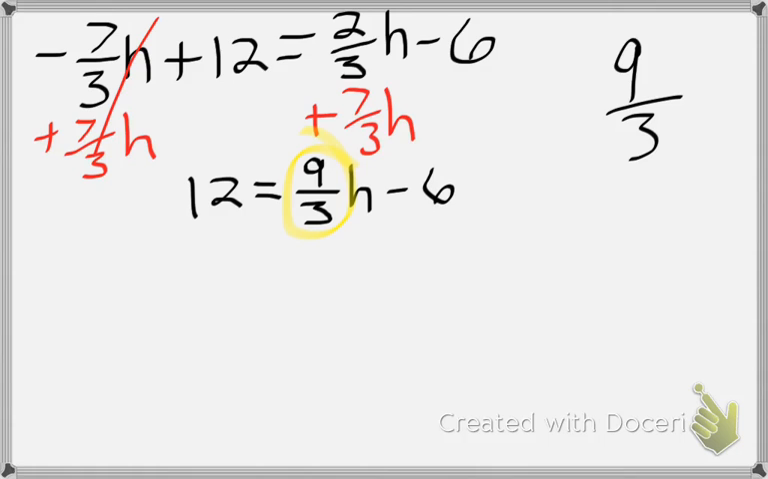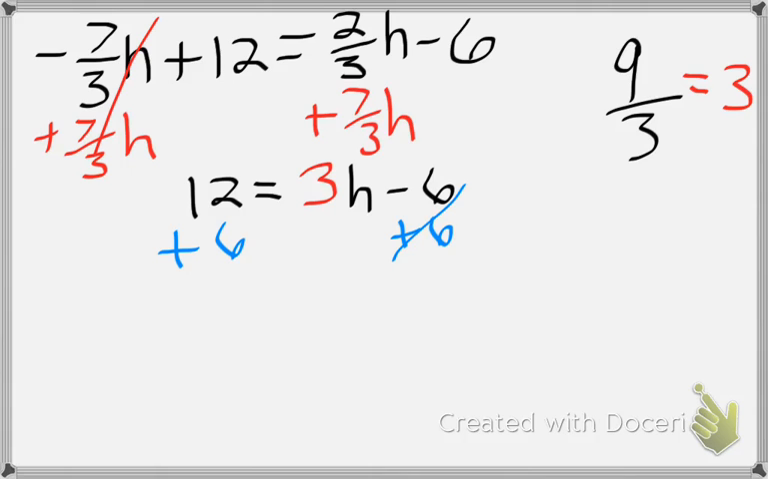Let's fix that. So this 9/3 right here is really just a 3. I'm going to change that. Alright, so we have 12 equals 3h minus 6. Well, hey, we now have a two-step equation. So to recap, we use the distributive property, we combine like terms, we've now moved our variables all to one side. Now we have a two-step equation. Every question will work like this, except you might get lucky and not have to do one of the steps because it won't be necessary.